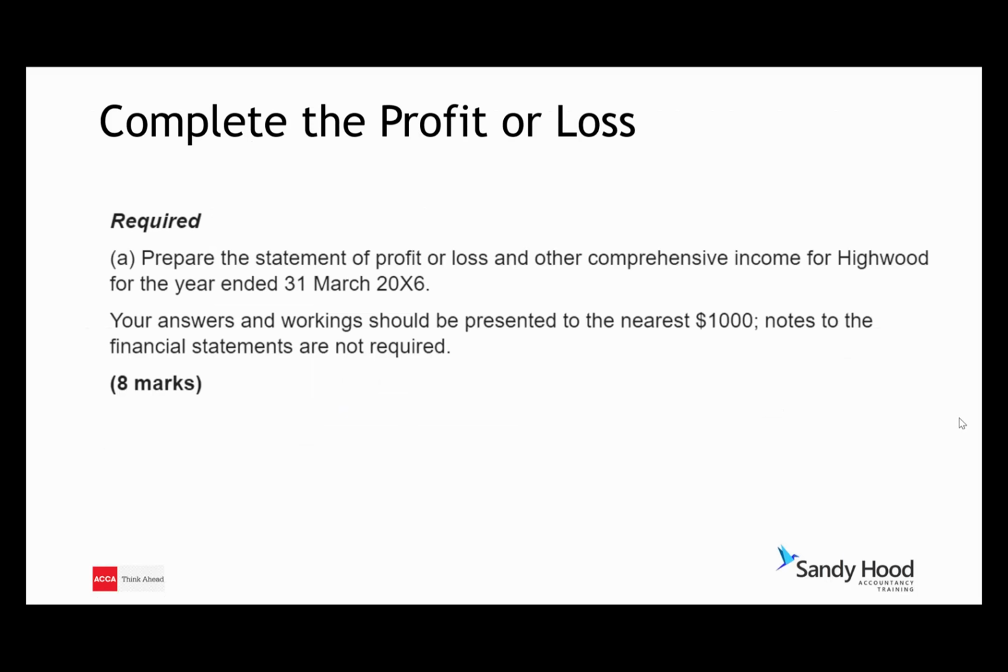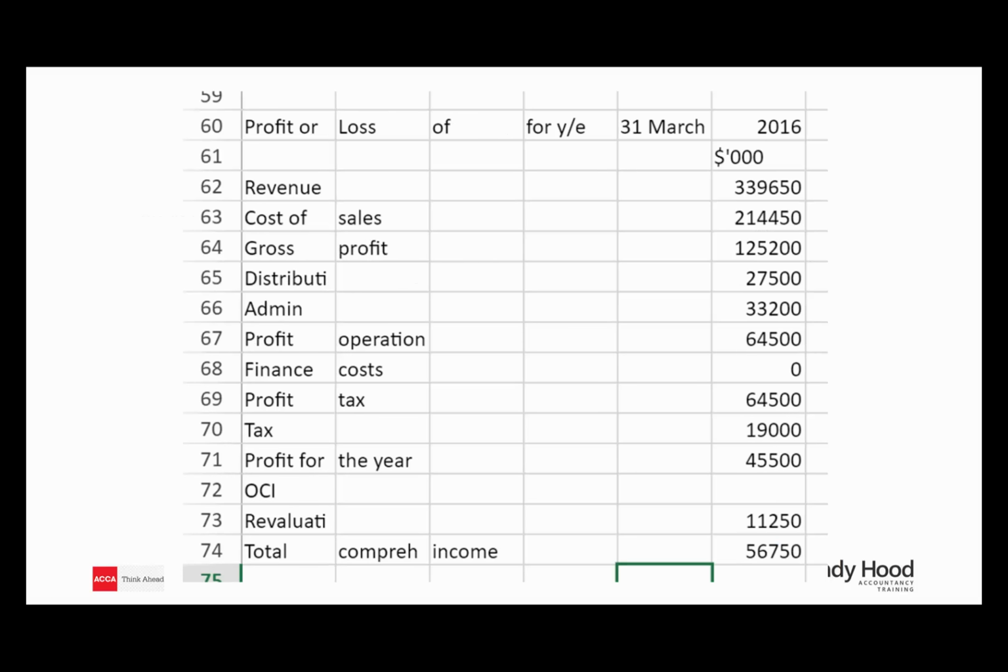So now we can complete the profit or loss, and here we have it. The revenue comes straight in. Cost of sales, of course, we've had to do those additional calculations for. Gross profit is worked out on the face of the account. Distribution expenses, there weren't any changes there. The admin expenses, well, there was a figure from the trial balance, and then we added on the depreciation. Profit from operations comes up. There's no finance costs, so the profit before tax is the same as the profit from operations.